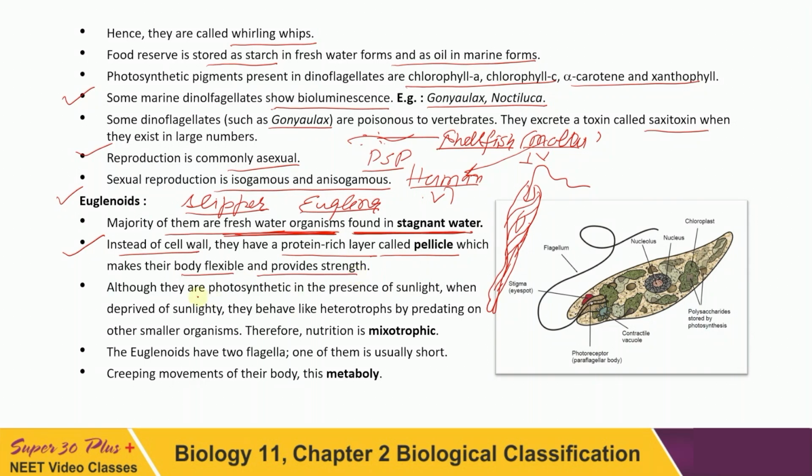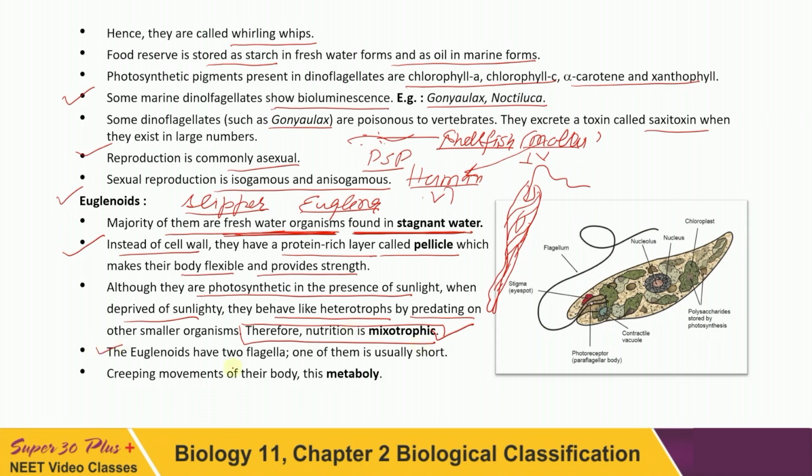They are photosynthetic in the presence of sunlight, but when deprived of sunlight, they behave just like heterotrophs. Sometimes some euglenoids can catch small organisms; predators these are. Sometimes they become saprophytic also. And that's why the nutrition of euglenoids is mixotrophic. Very, very important point: mixotrophic, sometimes photosynthetic and sometimes behaving just like heterotrophs.